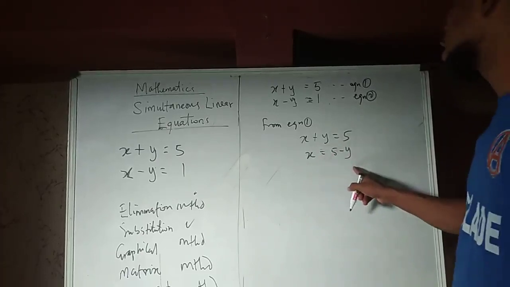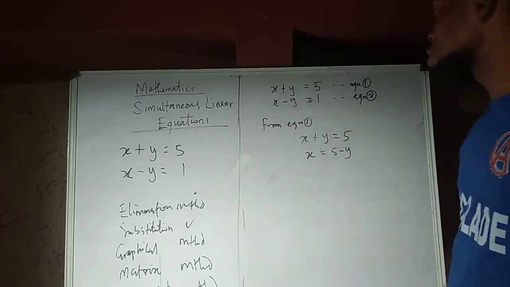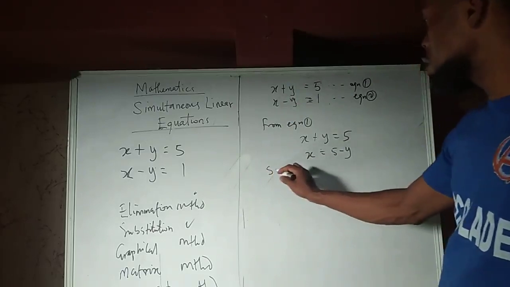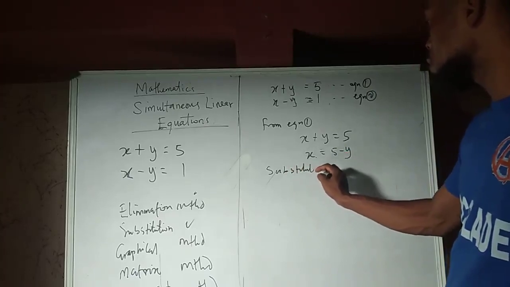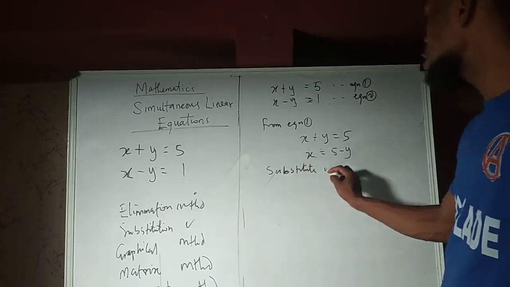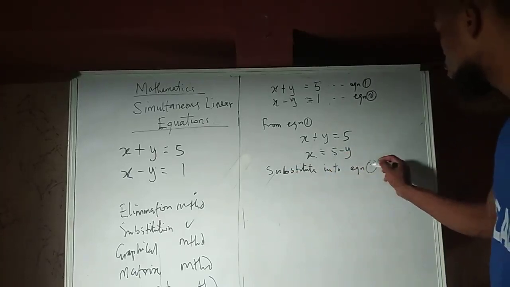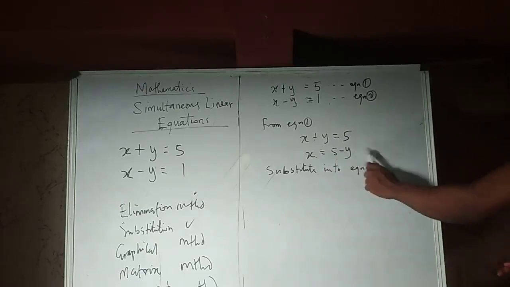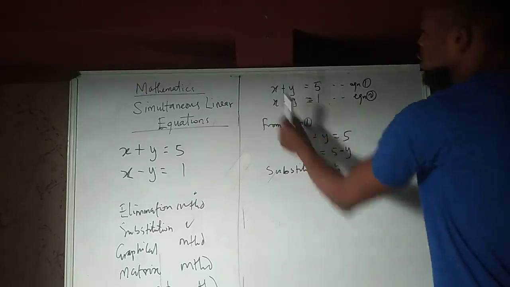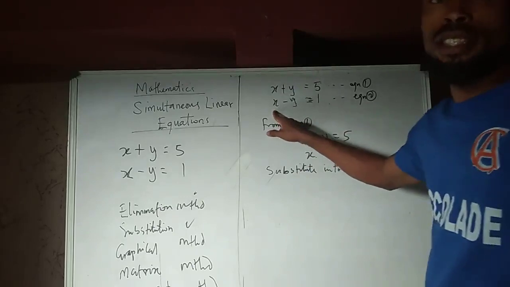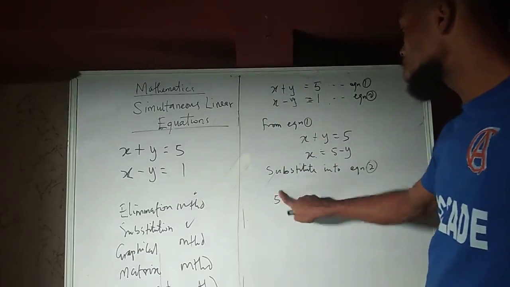So what do we do with this value that we get? We substitute it into equation 2. Since we have gotten from equation 1 that x equals 5 minus y, we substitute into equation 2. Alright, x is 5 minus y. So we are going to carry this 5 minus y that x is equal to and put it in equation 2 wherever we see x in equation 2. So that will become 5 minus y.